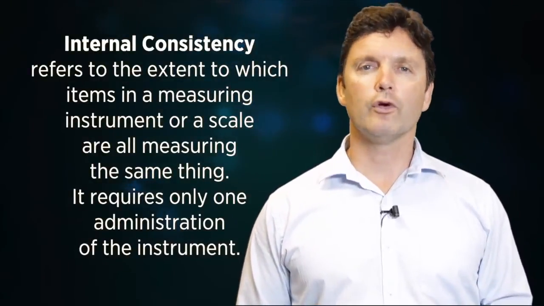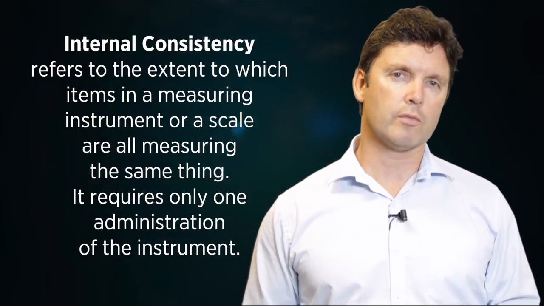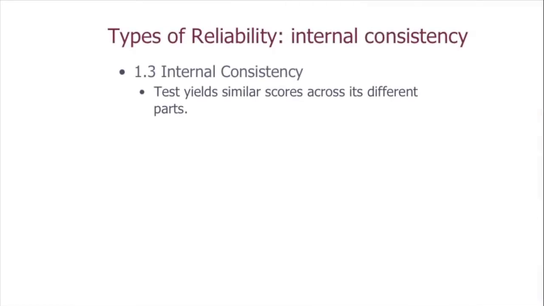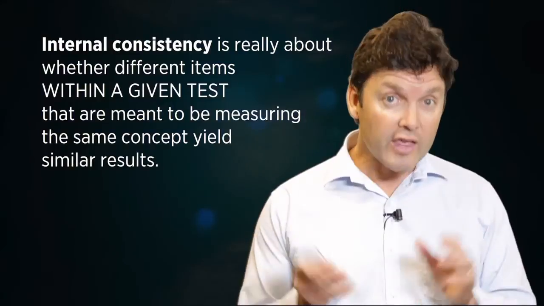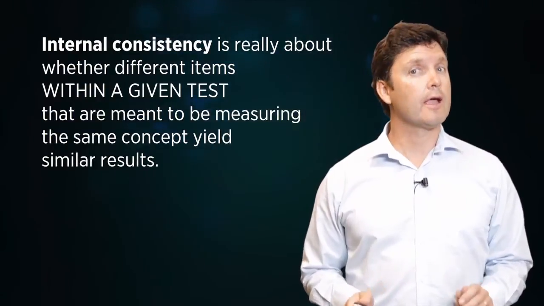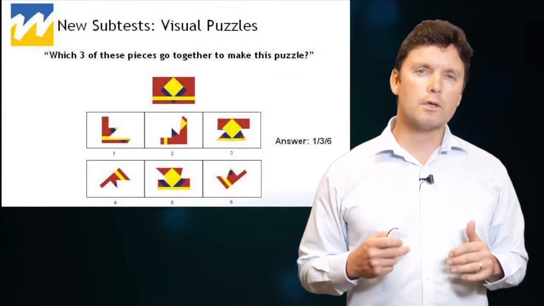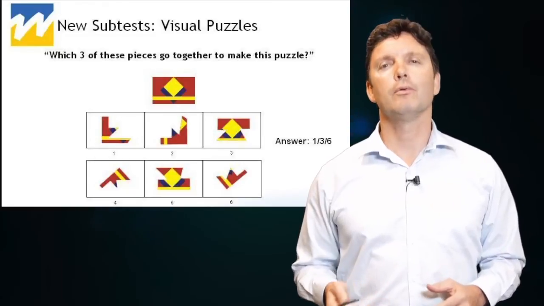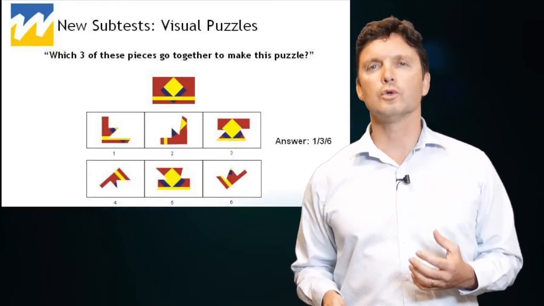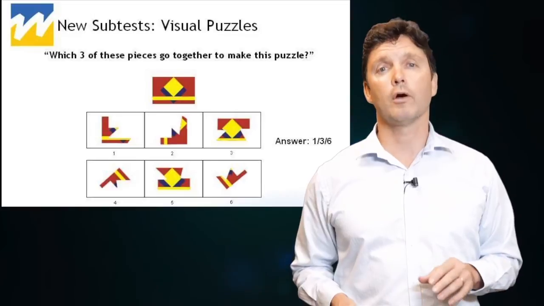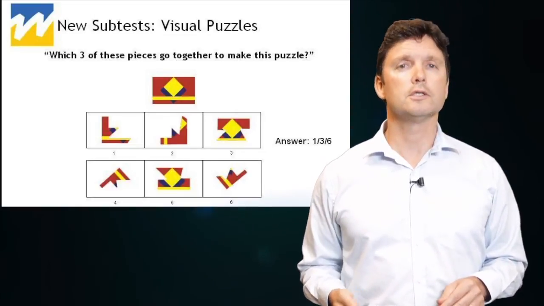Internal consistency refers to the extent to which items in a measuring instrument or a scale are all measuring the same thing. It requires only one administration of the instrument. So internal consistency is really about whether different items within a given test that are meant to be measuring the same concept yield similar results. For example, when measuring intelligence, if our theory and definition includes a general component of intelligence, then we typically expect people with a high IQ to get high scores across the different and specific aspects of the intelligence test, which is what is suggested by research on standard commonly used intelligence assessments.